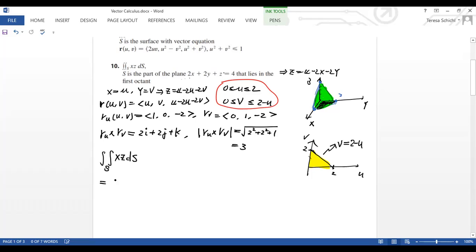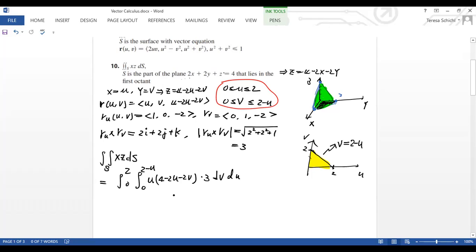We can write it into the uv integration here. X is u, so it's u. Z is 4 minus 2u minus 2v, right? Then we need to multiply by the magnitude, so it's times 3. After that, you can do du dv or dv du. Because v is bounded, we take the dv first, then du. So v will be from 0 to 2 minus u, and u is from 0 to 2.